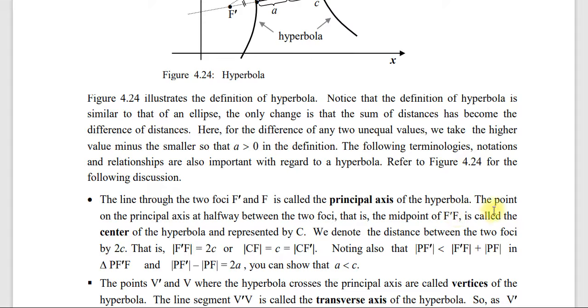The point on the principal axis halfway between the two foci, that is the midpoint of f prime f, is called the center of the hyperbola and represented by capital C.